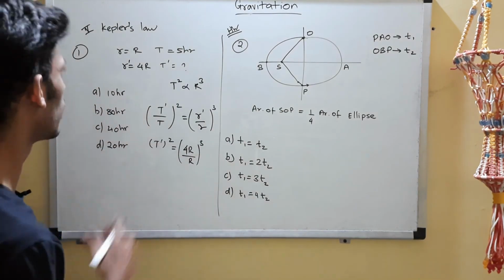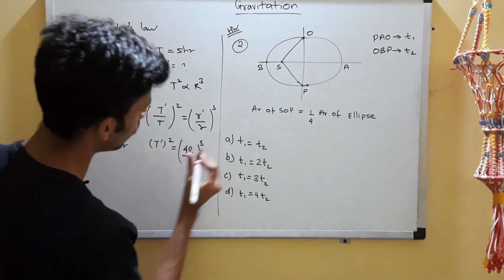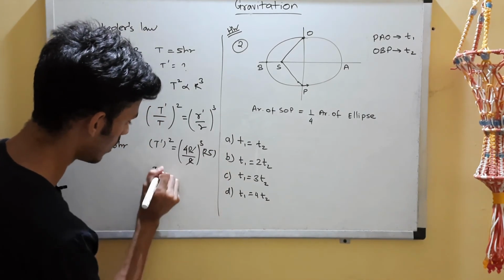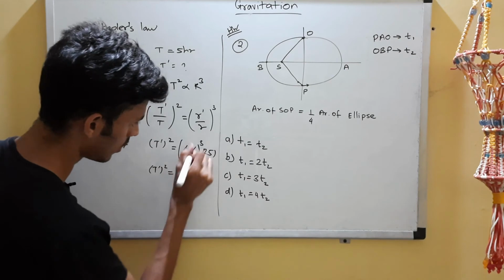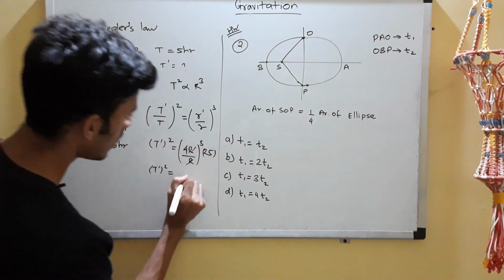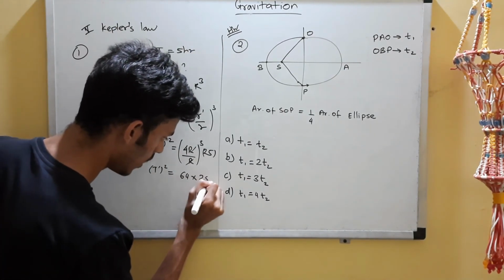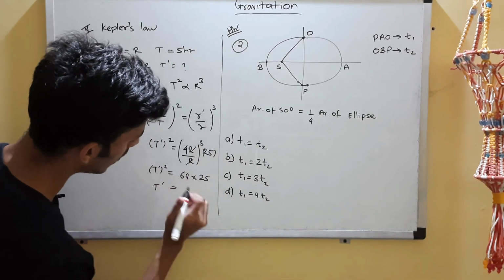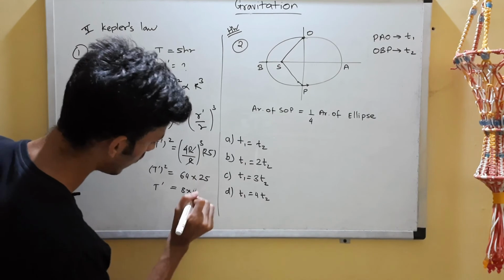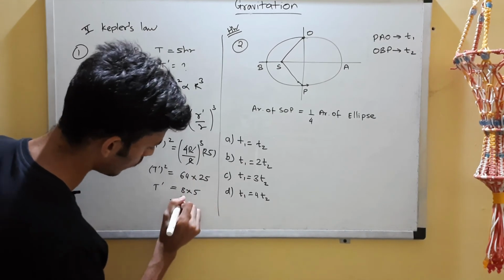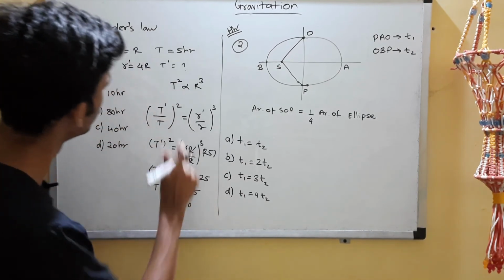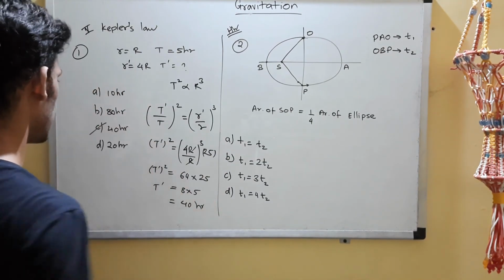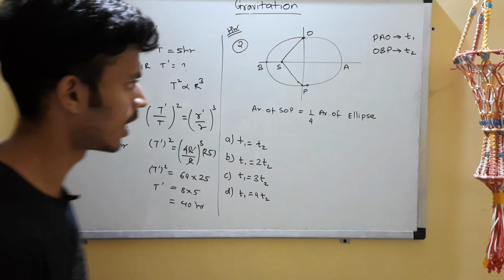I'm taking T to the other side, T square, so 5 square, that is 25. Again R and R will get cancelled. T' square is 4 cube, which is 64, into 25. Now you can take the root on both sides, so T' is 8 times 5, and 5 8s are 40. This was in hours, so this will also be in hours. So option C, 40 hours, is the correct choice over here.